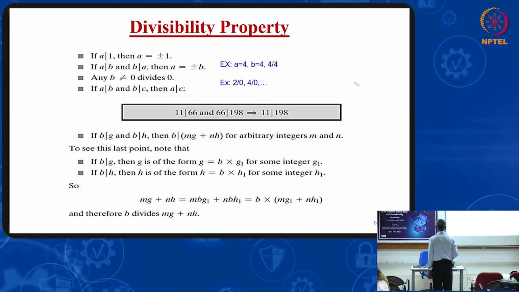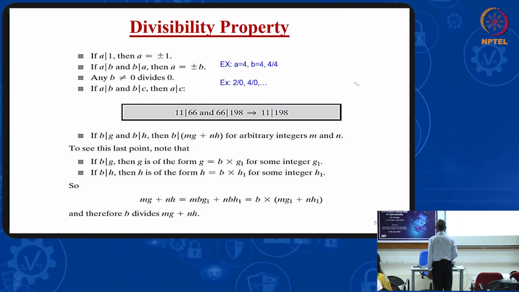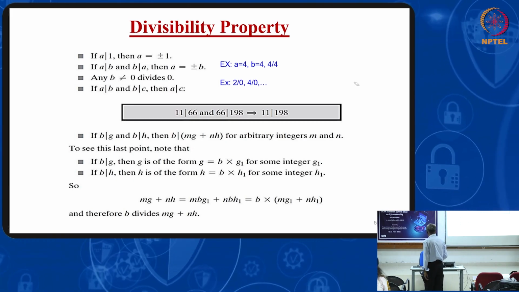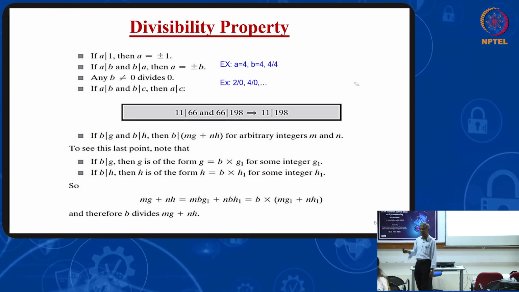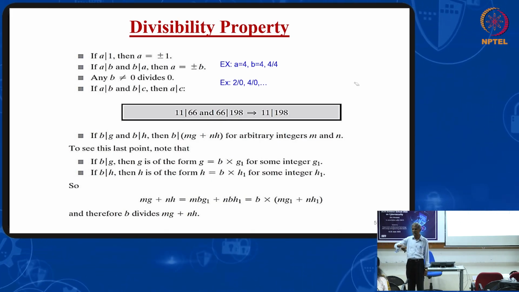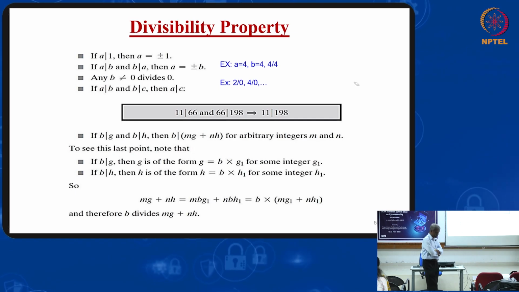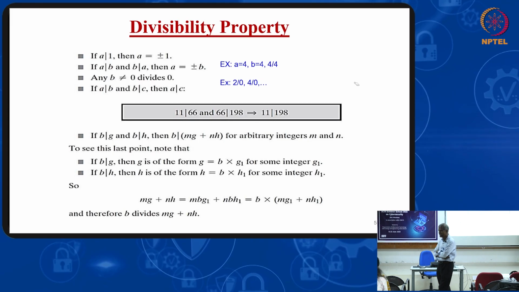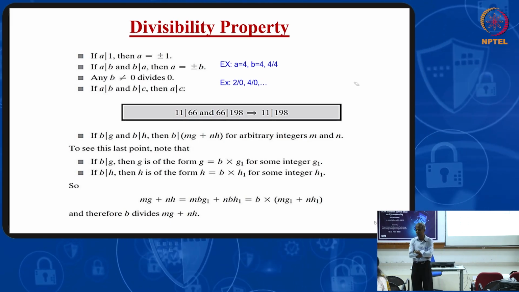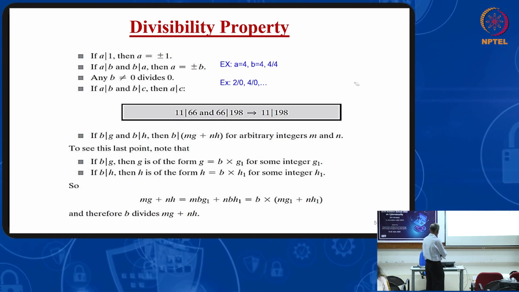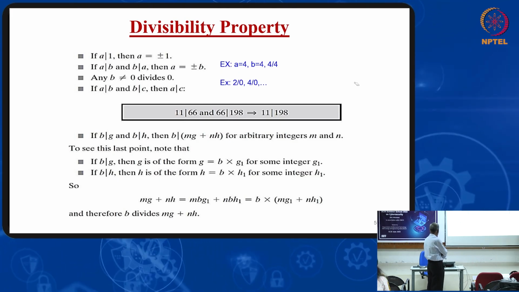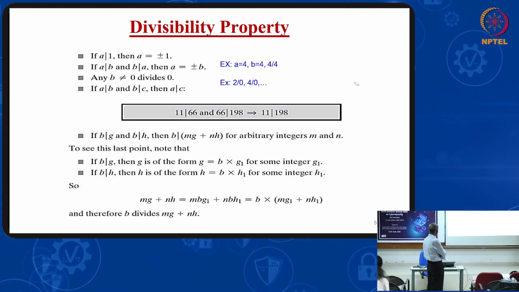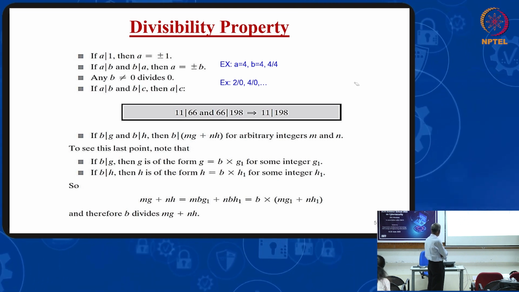Next property. If A divides B and B divides C, then A divides C. You understand? You accept it? Let me take an example. 5 divides 10, 10 divides 100. It means that 5 divides 100. 11 divides 66 and 66 divides 198. It indicates that 11 divides 198.